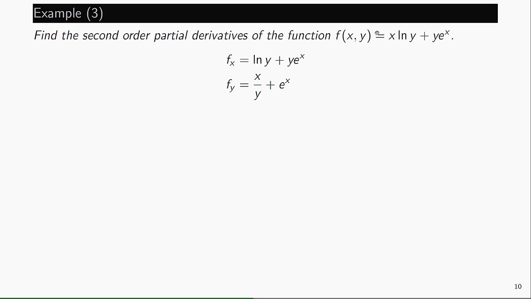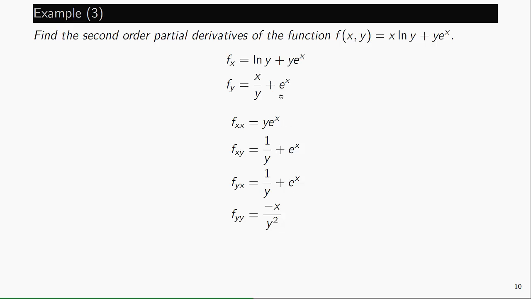Find the second order partial derivatives for this function here. So I've already put down the x and y partials. If we differentiate this with respect to x, we just get ln y times y e^x, or plus y e^x. And differentiating this for y, we get x over y plus 1 times e^x. So now we'll compute the x derivative of this, the y derivative of this, the x derivative of this, and the y derivative of this.